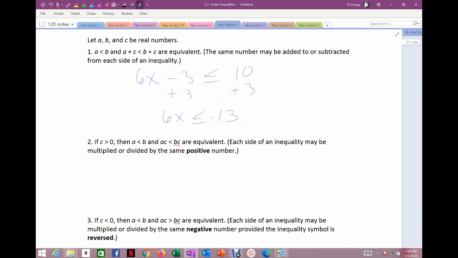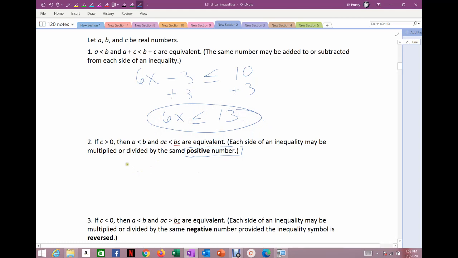The second rule is I can multiply or divide. Now the catch here is, if it's a positive number, it's equivalent. So I can add or subtract to both sides, or I can multiply and divide, right? Because multiplication and division are the same. Division is just multiplying by the reciprocal.